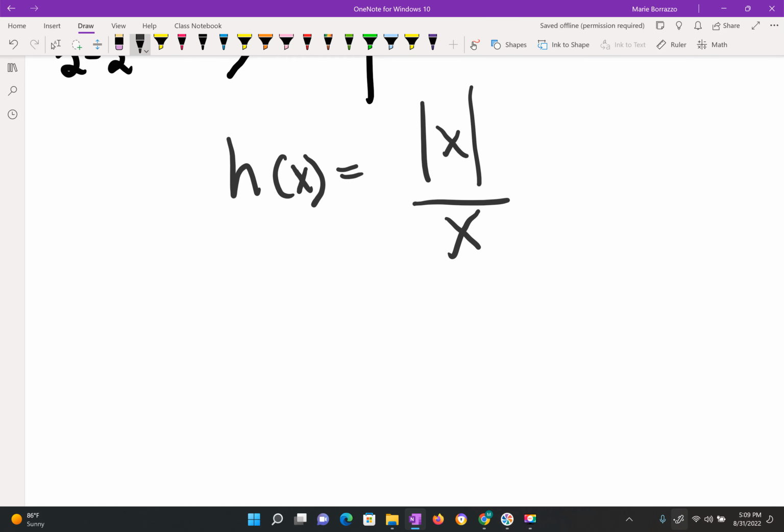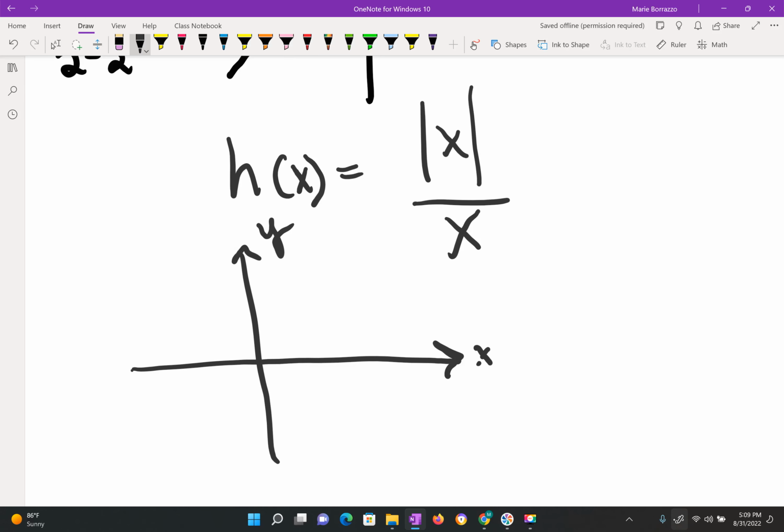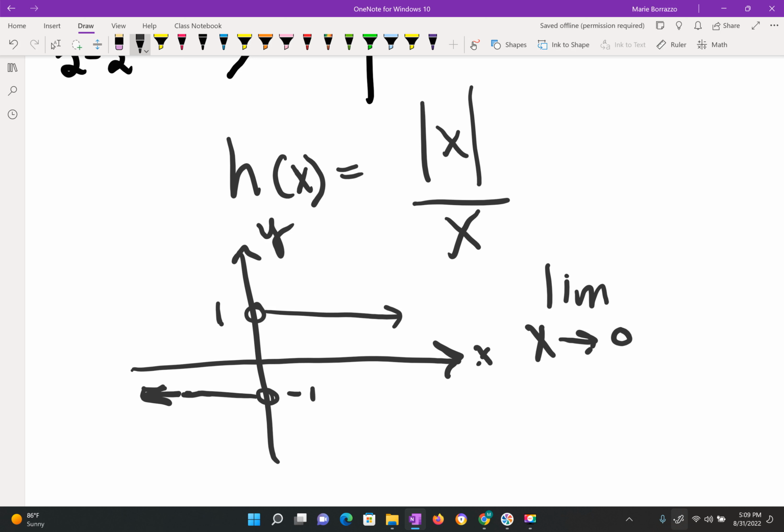When we draw this on a graph, this is your x-axis, this is your y-axis. Basically, at 1, that's a hole going this way, and at -1, you've got another hole going this way. -1, +1. So we say in this case that the limit as x approaches 0 of h of x itself does not exist. H of 0, we would say in this case, is not defined.